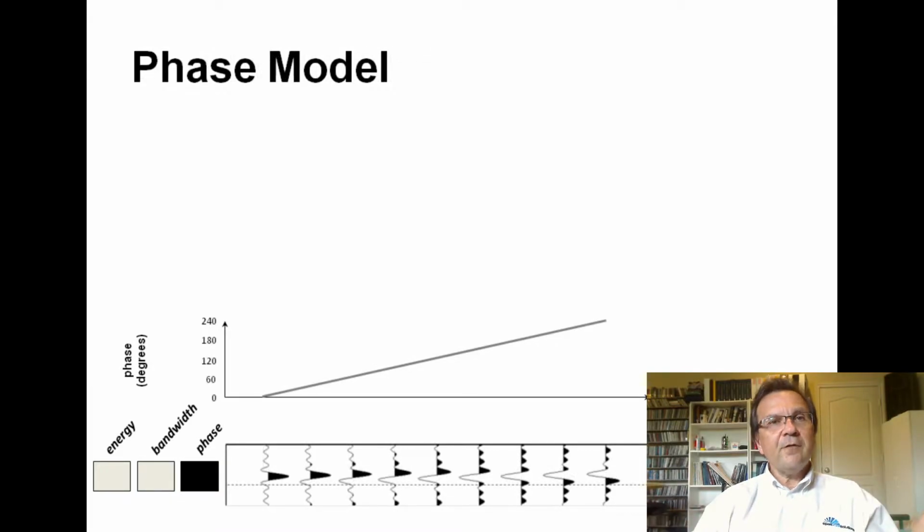In the third model, the phase model, phase increases from left to right by 30-degree increments, 0 degrees on the left to 240 degrees on the right. Bandwidth and energy remain constant.